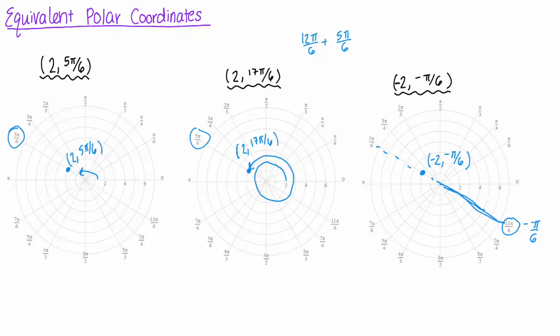So you can represent any given point infinitely many ways. And one of the problems that you're going to be doing on ALEKS is going to have you doing that.